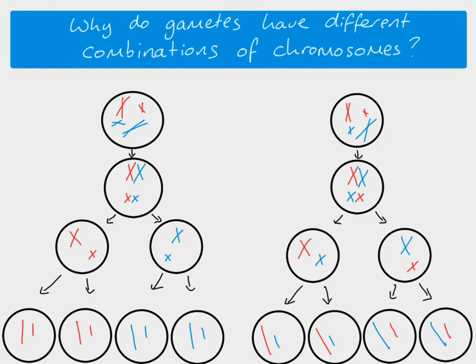So that's independent assortment, and that's how we end up with gametes with different combinations of chromosomes in them, which is one of the ways that genetic variation is introduced during sexual reproduction.